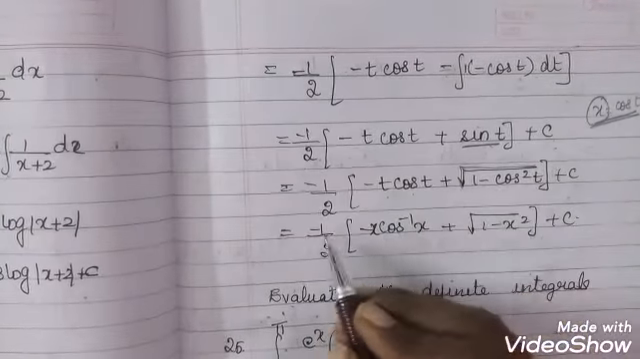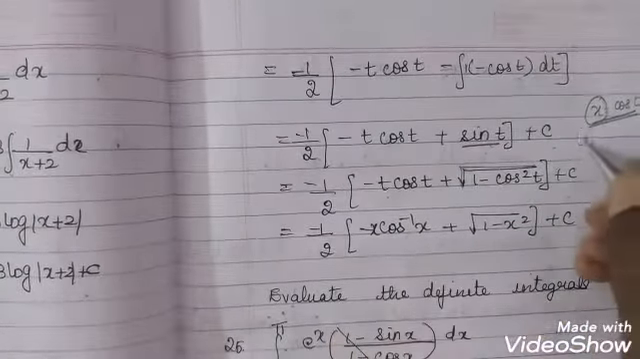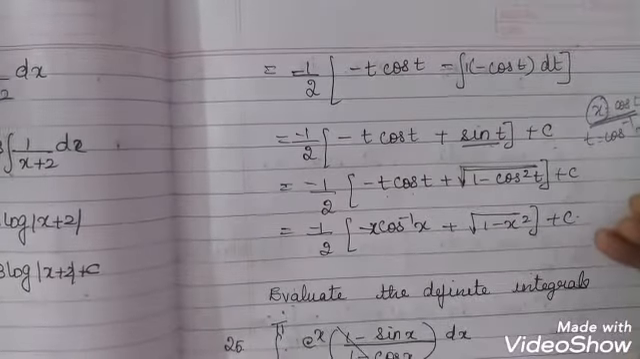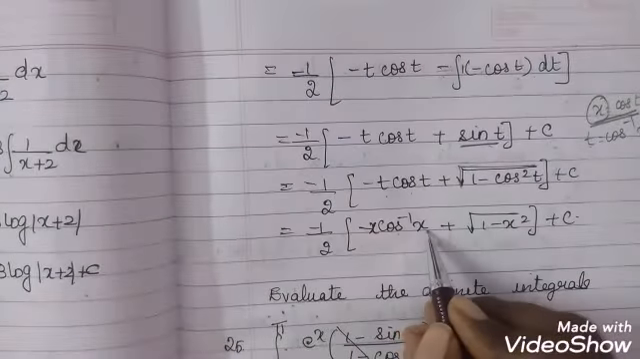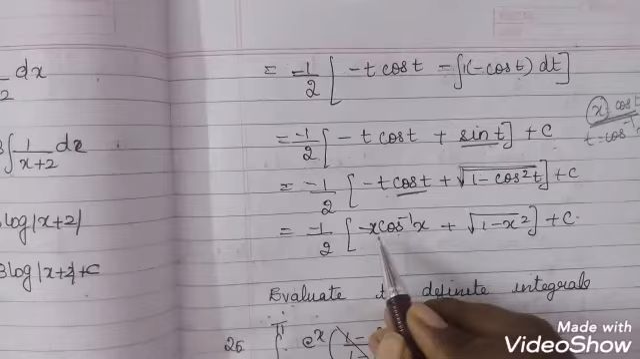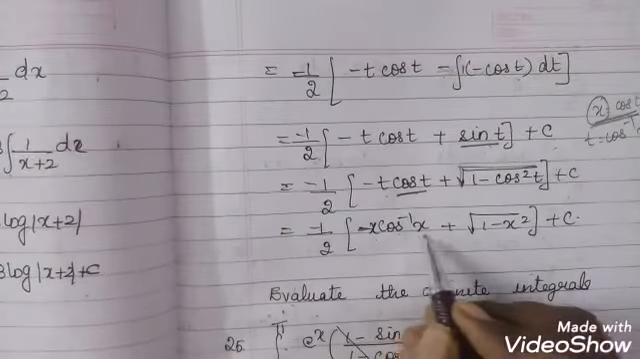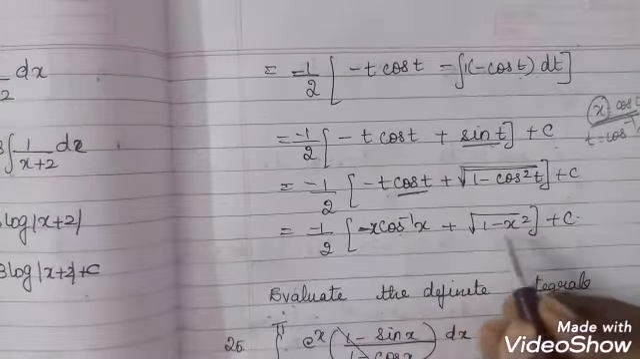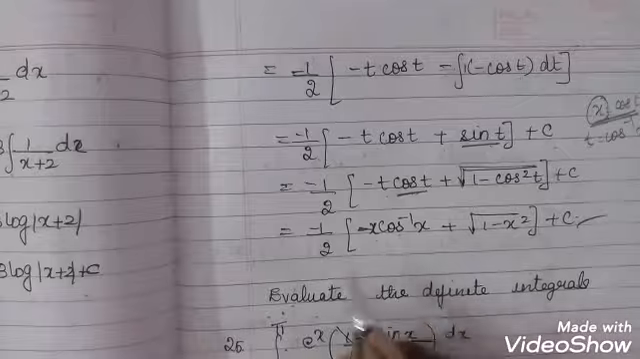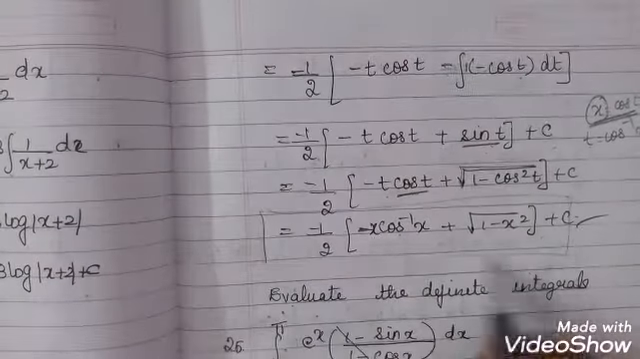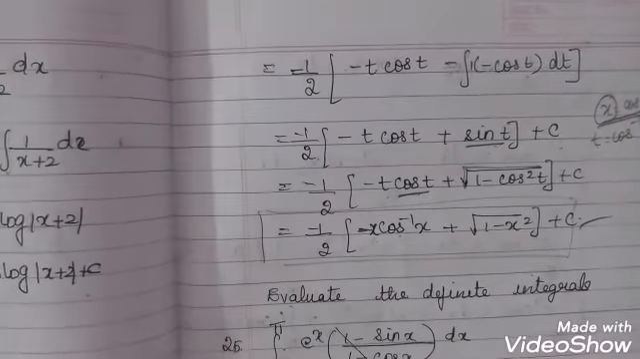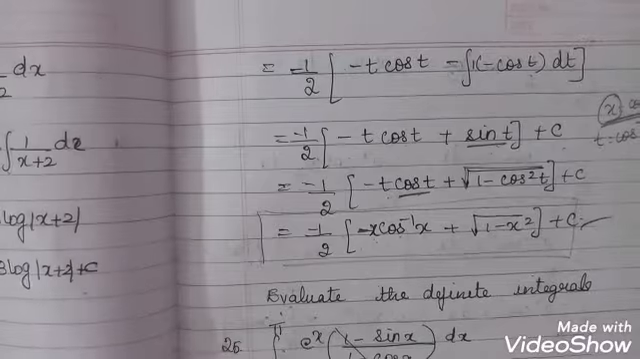So what will happen actually here? It's minus 1 by 2. Your t will be nothing but equal to cos inverse of x. So t can be written as cos inverse of x, and this can be written as nothing but x. So it is minus x cos inverse of x plus square root of 1 minus x squared plus a constant. So don't forget the last step here again to substitute it, okay, in terms of x.